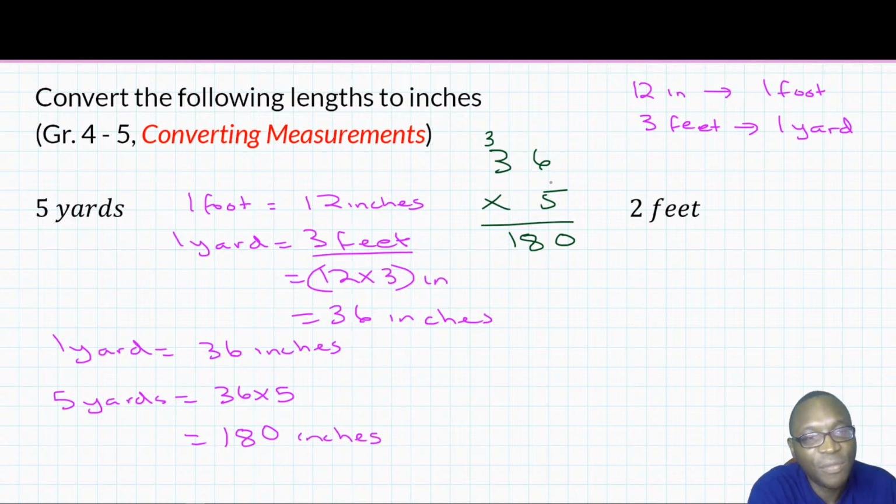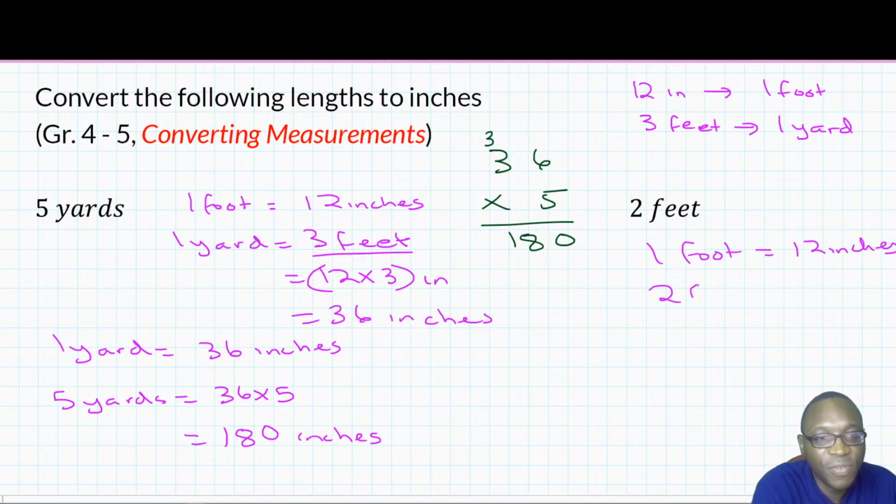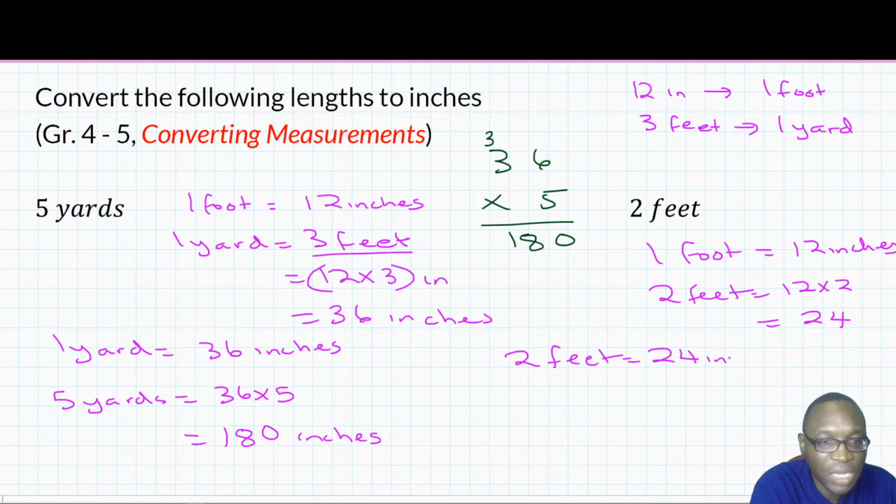And then the next one, we have feet. So we have 1 foot will be 12 inches. 2 feet will be 12 multiplied by 2 inches, which is going to give you 24. So therefore 2 feet will be 24 inches.